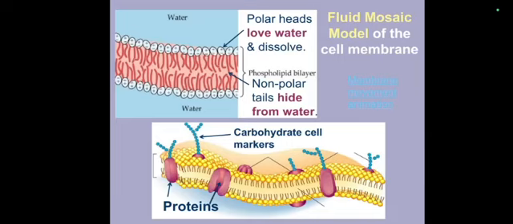This is the diagrammatic representation of the fluid mosaic model of the cell membrane. In that, the polar head, which loves water, is shown on the outside, and the non-polar tails, which hate water, are on the inside. This is the phospholipid bilayer. In the other image, you can see the proteins embedded in the cell membrane.